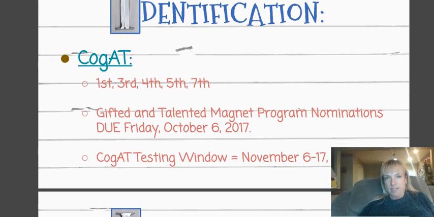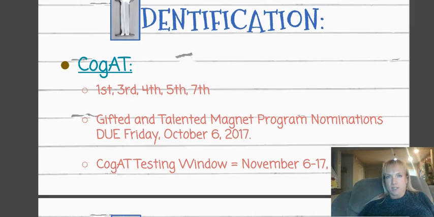We also have the COGAT, which takes a little bit longer, but it's a relatively quick cognitive assessment as well. It is not something we would blanket test, but if you have children that maybe we don't have their data, we've got a lot of other data, but they didn't do the NNAT for some reason, you can nominate and do assessments for a smaller subset. Those are in first, third, fourth, fifth, and seventh grade. Some of you at the high school level have asked, what do we do at the high school level? We'll talk about that. But again, identification is important, but we want to keep focusing on programming as well.